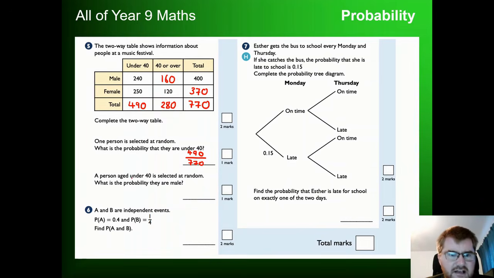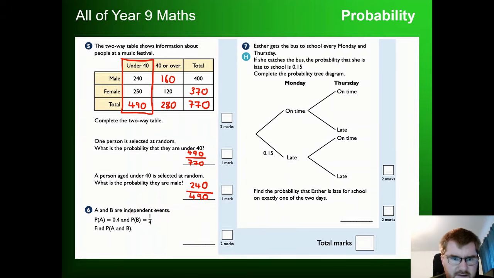Then the next question we have to read carefully. A person aged under 40 is selected at random. So out of these 490 people, so that's going to be our denominator, how many are male? So out of this column, so we're just focusing on this column now. We're not looking at anything else. How many are male? Well, that is 240, like so. There is a complicated formula you can use, but just do it this way, it kind of makes intuitive sense.